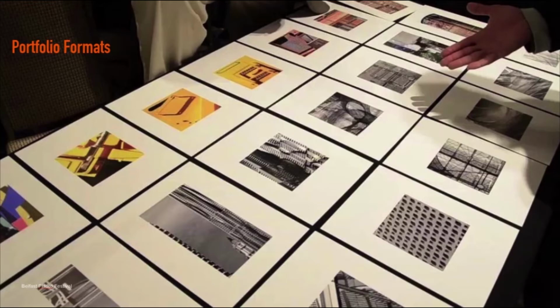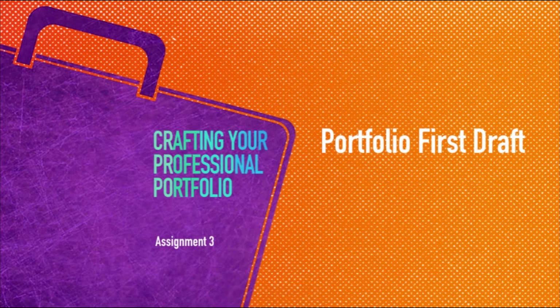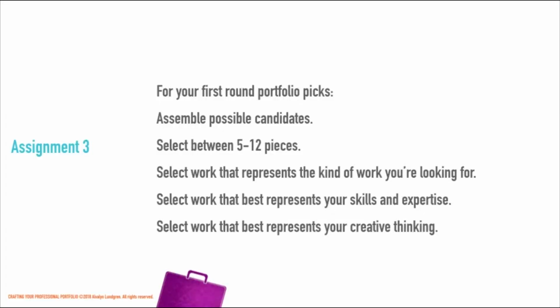Your third assignment for this class is to start putting together your portfolio. We're going to make a first draft, and then we're going to refine it later on. So walking through the steps I talked about in the video, you're going to assemble possible candidates for your portfolio, and out of those you're going to select between 5 and 12 pieces. And that is a general number. There's no specific number or quantity of pieces that you have to have in your portfolio, but for our purposes, we're going to look at between 5 and 12.